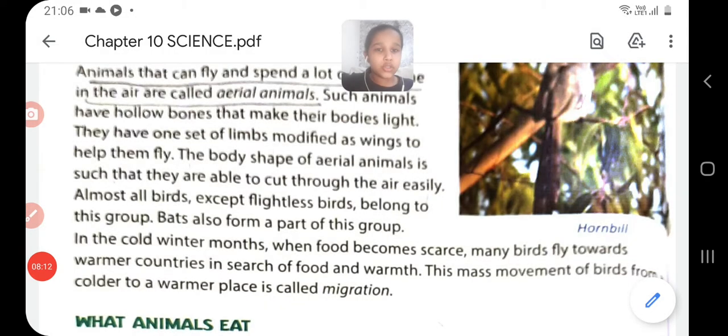Okay, so now in the cold winter months, when the food becomes less, many birds fly towards warmer countries in search of food and warmth. This movement is called migration.